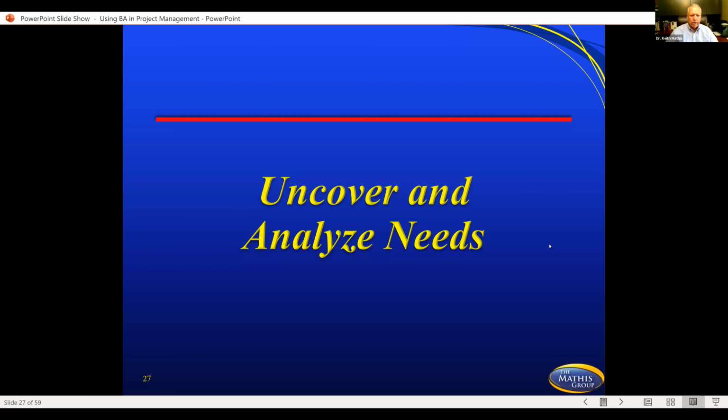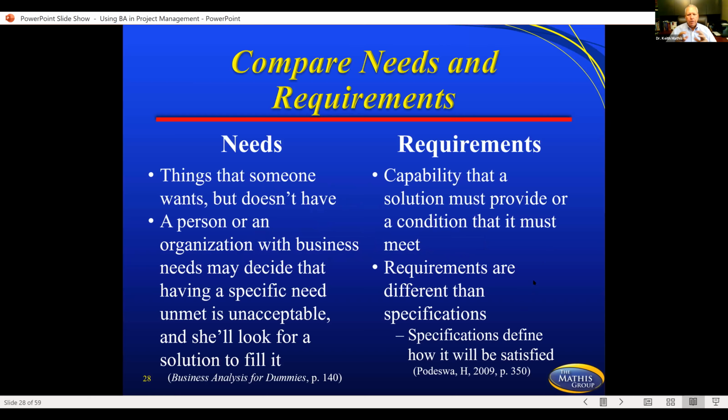Okay, so now you're trying to uncover and analyze the needs, not just the wants, but what are the real needs here? So let's compare a need to a requirement. So you're looking at the needs and things that someone wants but doesn't have. A lot of times that's going to be a need.